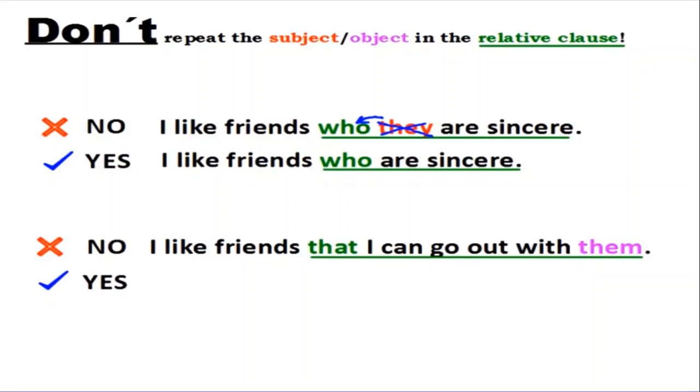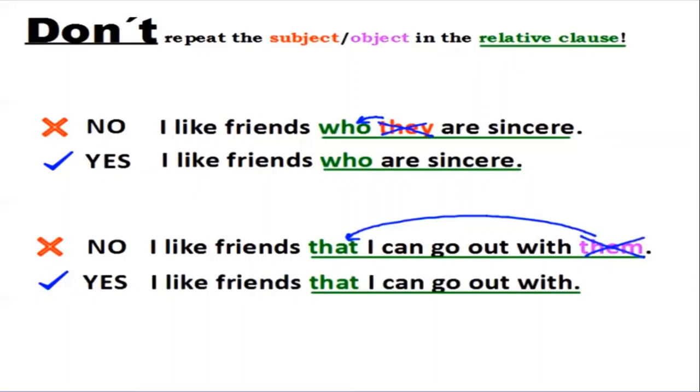Nuevamente estamos siendo redundantes porque estamos repitiendo el objeto. Amigos, ¿quién y ellos? Que se refiere a lo mismo, right? So, ¿cómo es la manera correcta de decirlo, chicos? I like friends that I can go out with. Again, right? And the preposition seems to be at the end, and we already know why, because go with or go out with stays together with its verb, right? So we don't need to repeat them because that is already referring to friends right here.